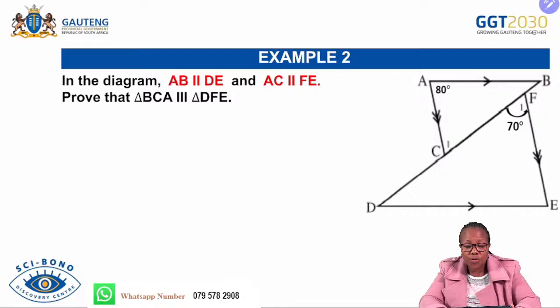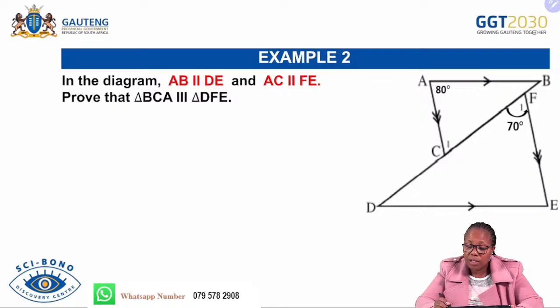Moving forward, grade 12, next example. In example 2, in the diagram, remember with geometry, you need to ensure that all the information given to you is indicated on the diagram. That is the first thing that you do, grade 12, before you can solve any question. In this case, we are given in the diagram, AB is parallel to DE. That is indicated there.